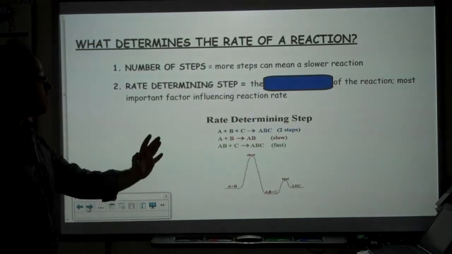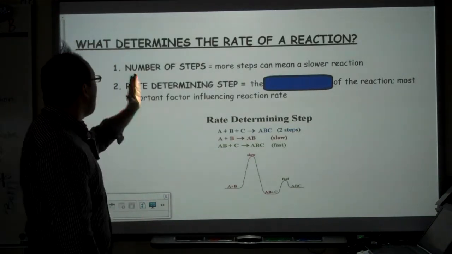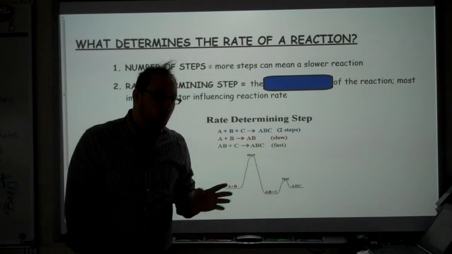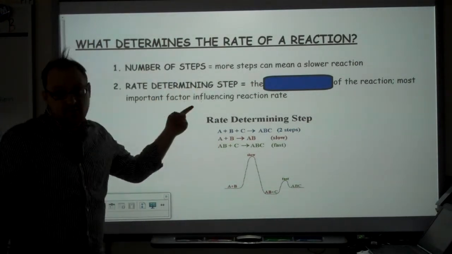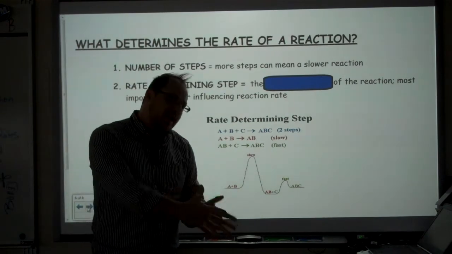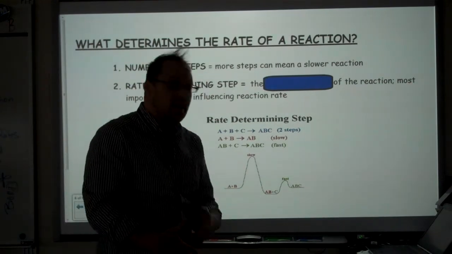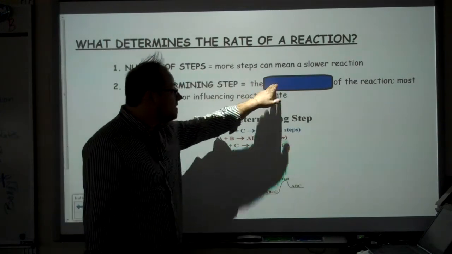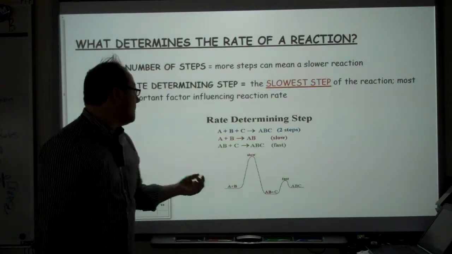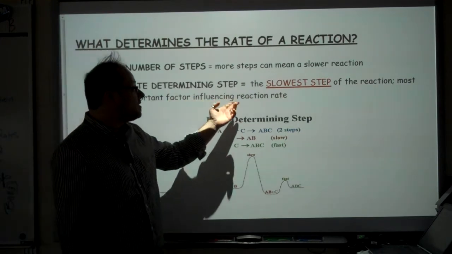Okay? So some reactions are fast, some reactions are slow. But what determines the rate of that reaction? Why are some fast and why are some slow? Well, the number of steps, obviously. If the reaction takes more steps, it's going to be a little bit slower. And the rate determining step is the slowest step of the reaction. It's the most important factor influencing the reaction rate.